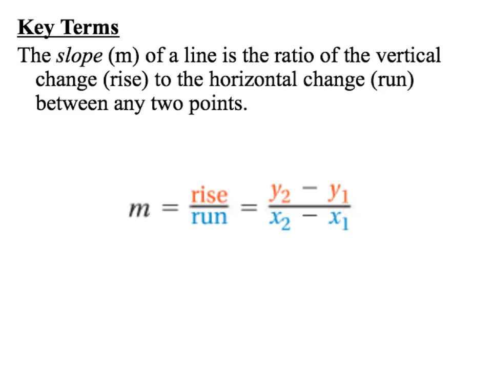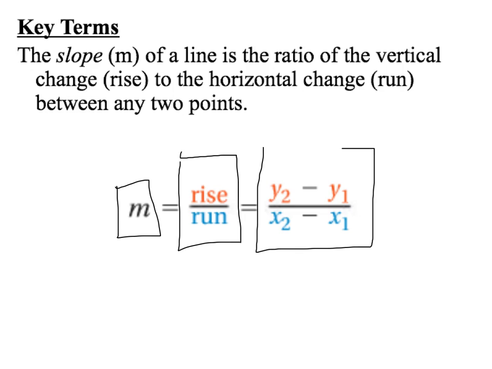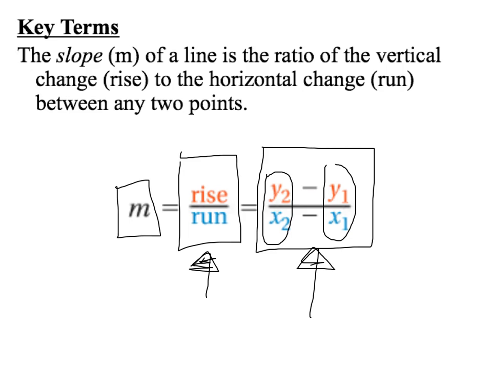Slope is always indicated by cursive m. It's always going to be your rise over run, and the equation would be your y's subtracted divided by your x's subtracted. The key here is you have to make sure that your x2, y2 match up, and x1, y1 match up. We would use this thinking process when we're given a graph. We would use this equation when we're given 2 points.